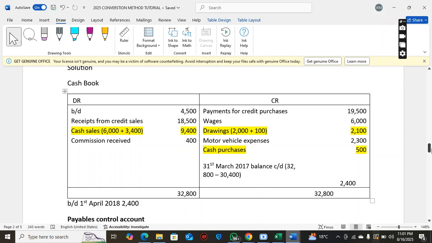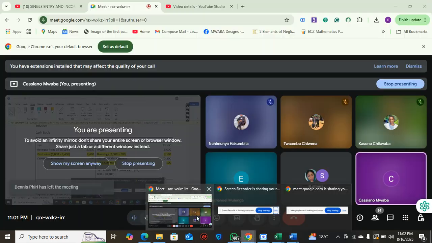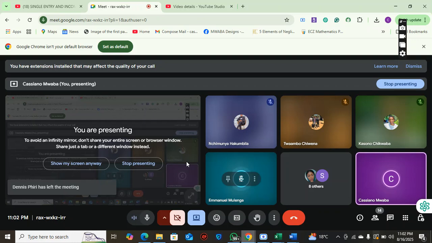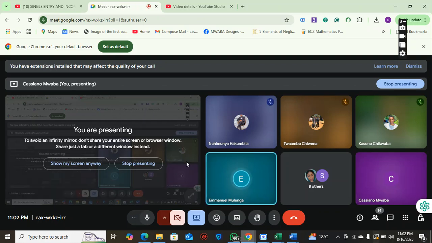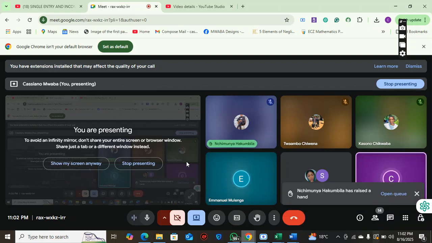So, colleagues, remember the secret for the cash book. Cash is an asset account, so the cash book increases with the debit. Whatever is going to make your money increase goes on the debit side of the cash book. Whatever is going to make your money decrease goes on the credit side. Can we remember that concept so that even in bank reconciliation, this same concept applies? Yes, Mr. Chimunyo?